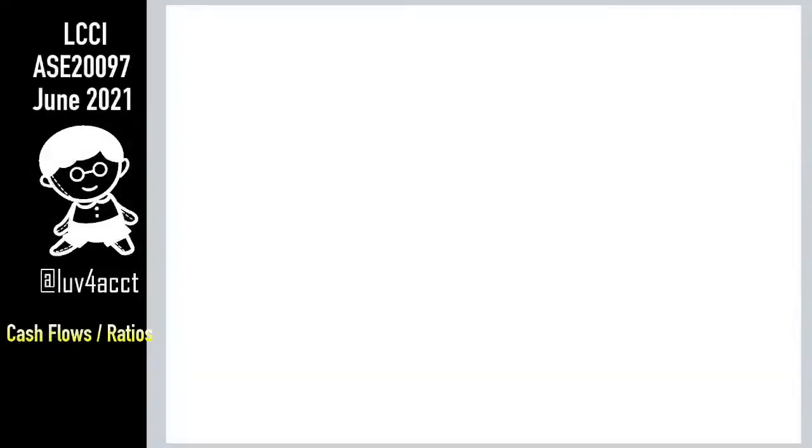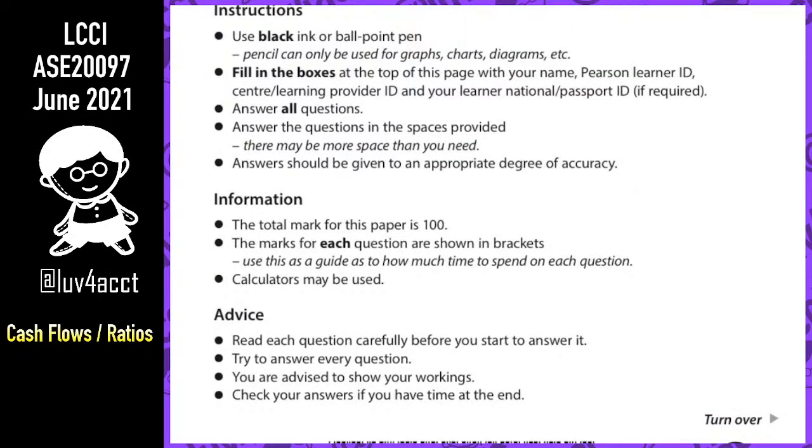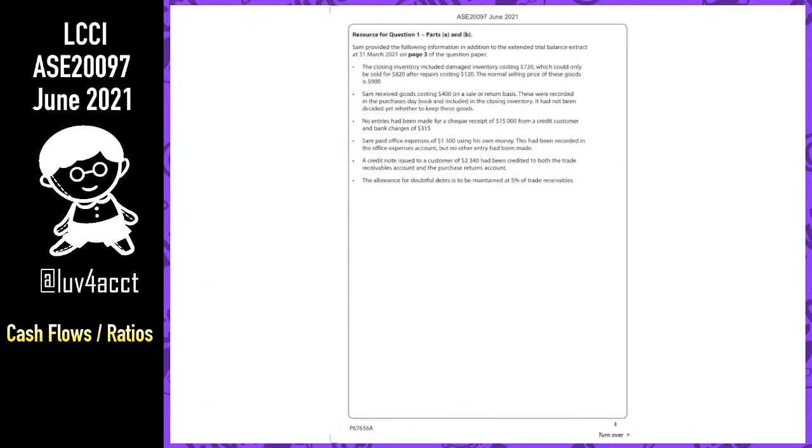Okay, so let's start. Again, total mark for this paper is 100 marks, 5 questions in total, all compulsory, no choices to be made. First question, we have 1, 2, 3, 4, 5, 6 items.